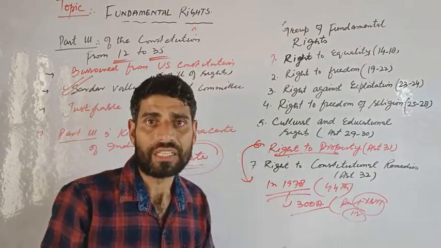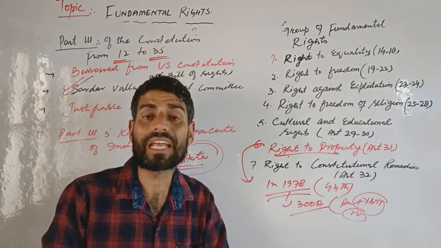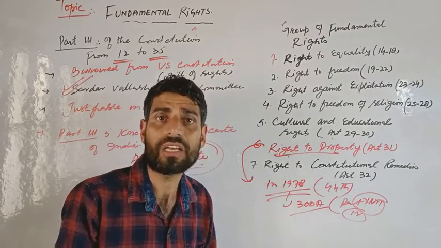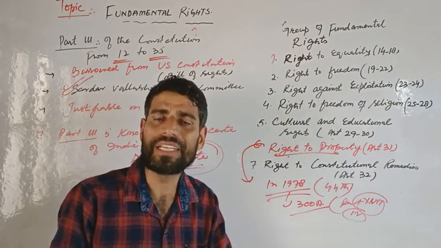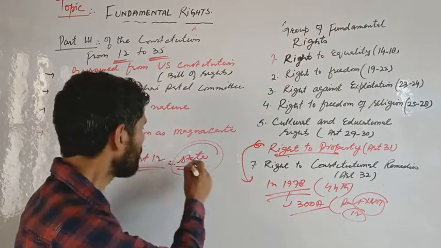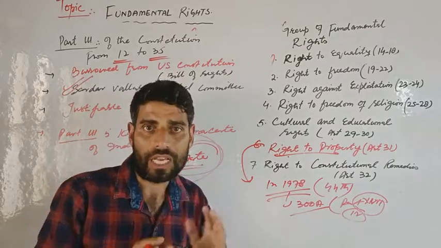We see that the state includes the government and Parliament of India, the government and state legislature, and all local bodies: municipalities, panchayats, and district boards. So Article 12 explains the state.